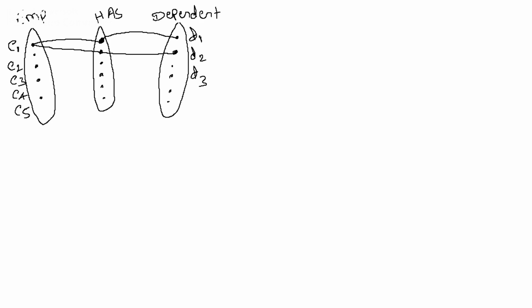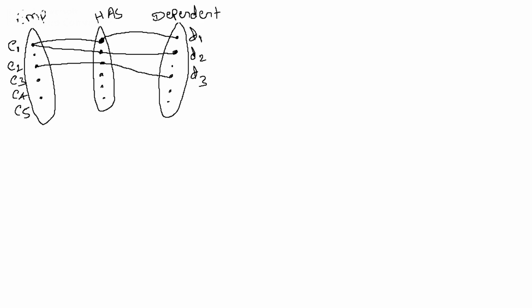And D3 is a dependent on employee E2, so employee E2 is participating in this relationship, and D3 will be the dependent. Like so, each and every dependent is totally dependent on the employees. So that is the employee set E.